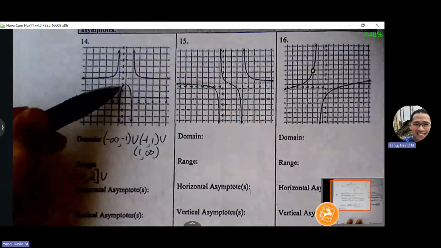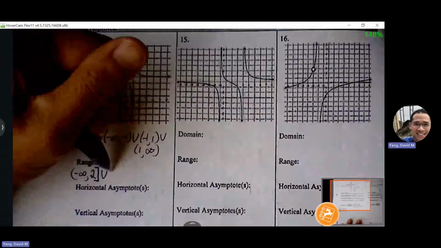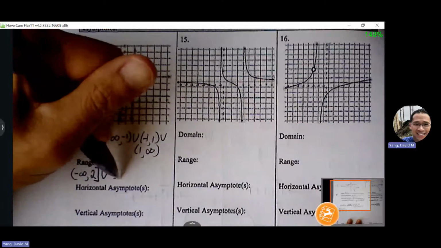Now there's a break from 2 to 3. There's nothing that lives between 2 and 3. So we're going to jump to above the asymptote. So we're going to pick up again from 3 to infinity.